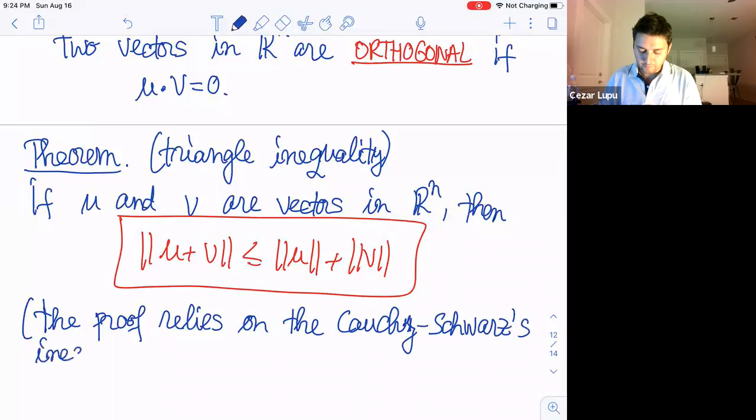Okay, I'll just explain the basic idea. You're going to look at the length of u plus v, you square it, then you apply the properties of the dot product, and at some point you will apply the Cauchy-Schwarz inequality, and then everything will just follow immediately.